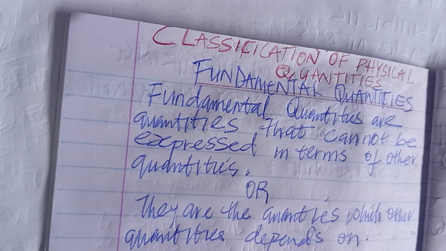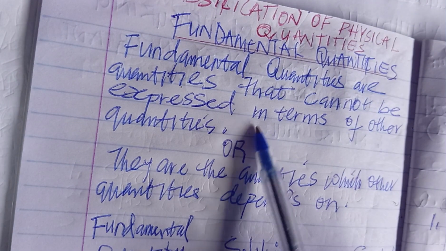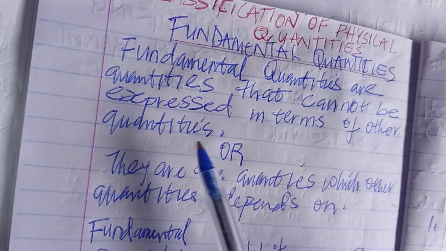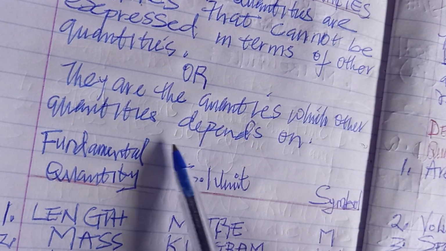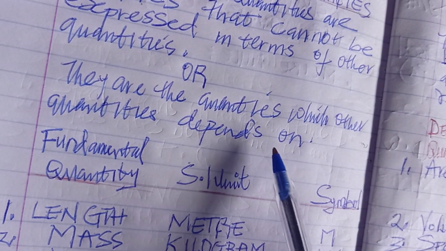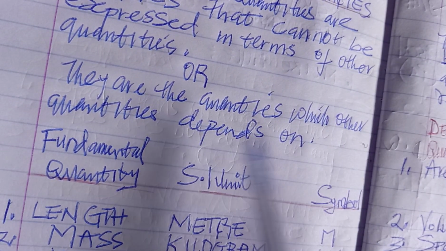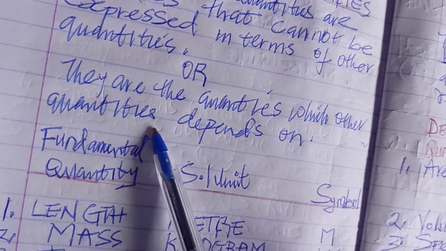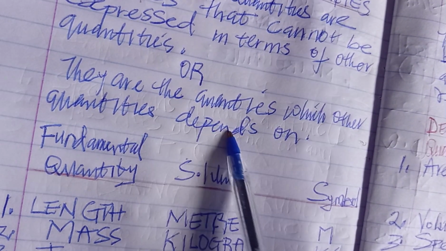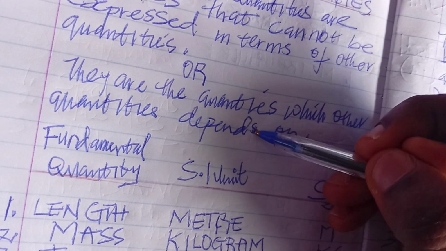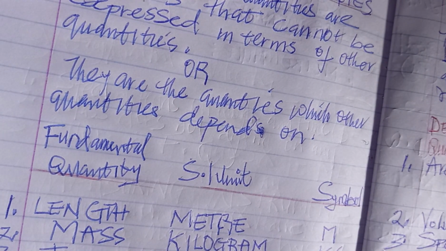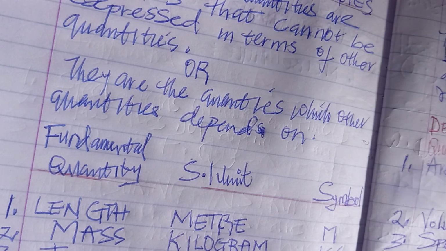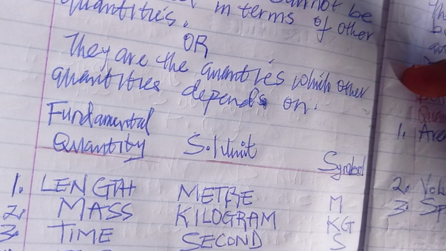Okay, fundamental quantities are quantities that cannot be expressed in terms of other quantities, or they are quantities which other quantities depend on. So that is what fundamental quantities are. Now it is very clear, right?